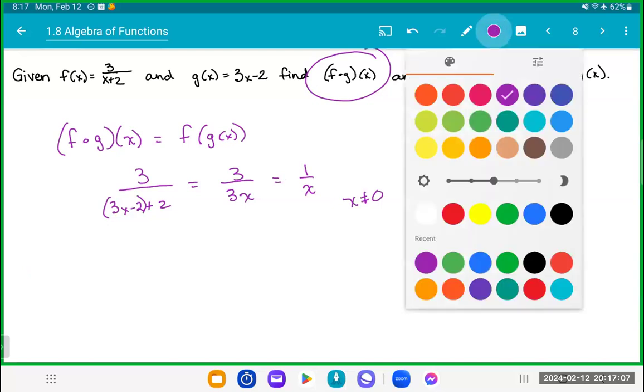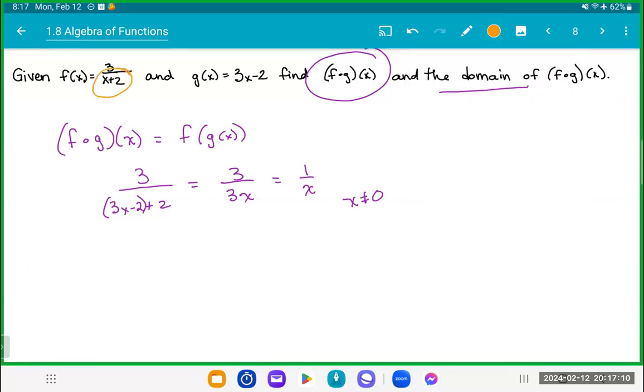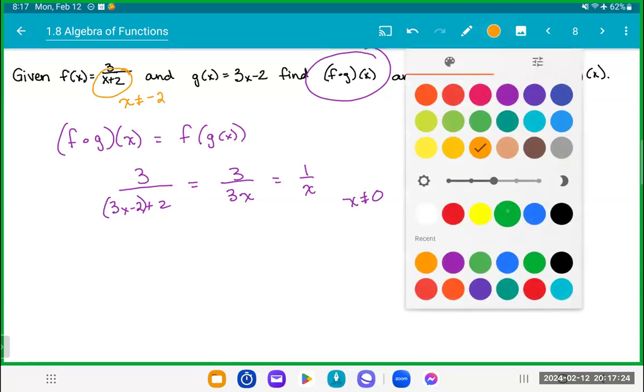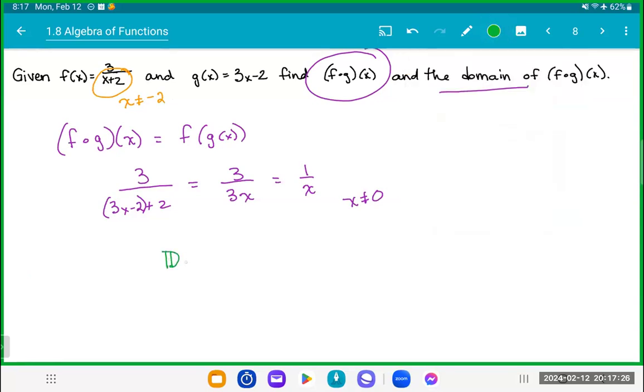But I can't forget that up here, I also have a restriction that says x cannot equal negative 2, because it'll make my original function undefined as well. So I have two restrictions on this problem for my domain. So I would say here then that my domain is negative infinity to negative 2, and then negative 2 to 0, and 0 to positive infinity.